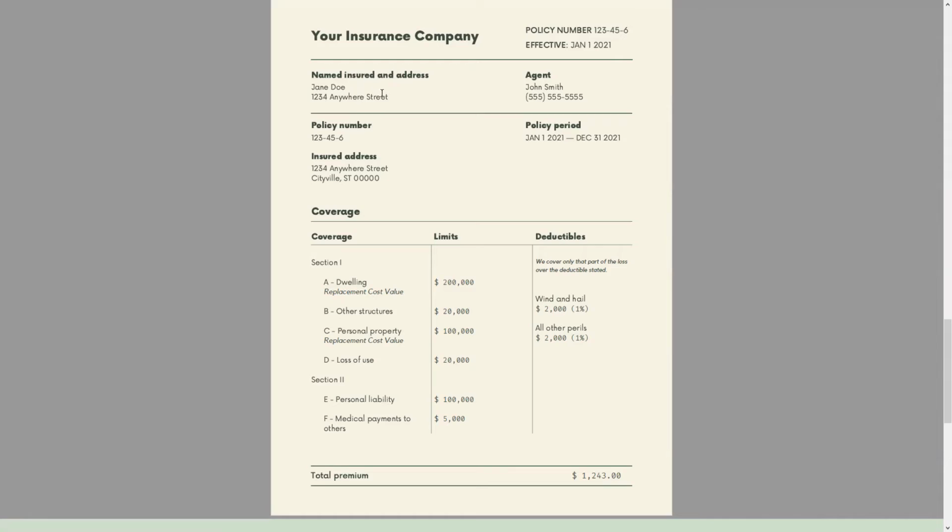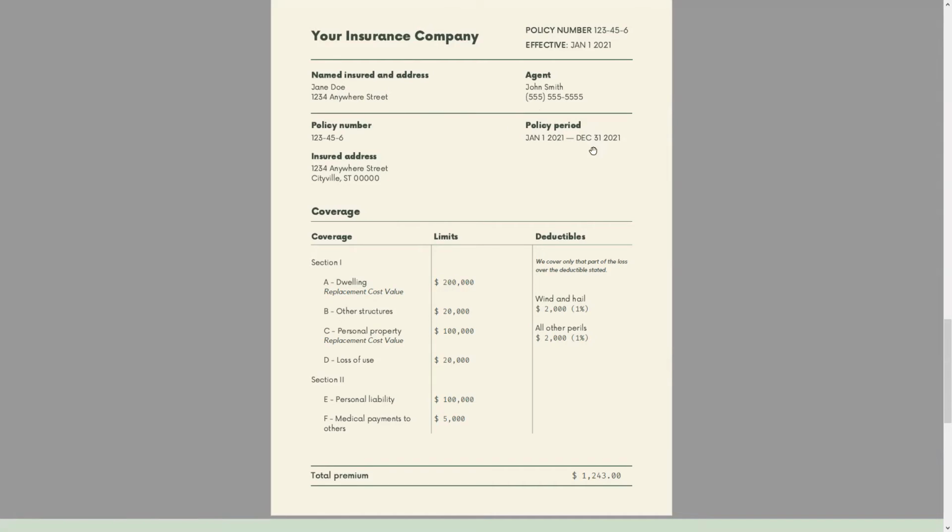As with all important documents, it is pertinent to double check that the mailing address is listed correctly. For example, if you are a landlord, you often have a different mailing address than the actual insured address. Both addresses should be listed clearly on the declarations page.